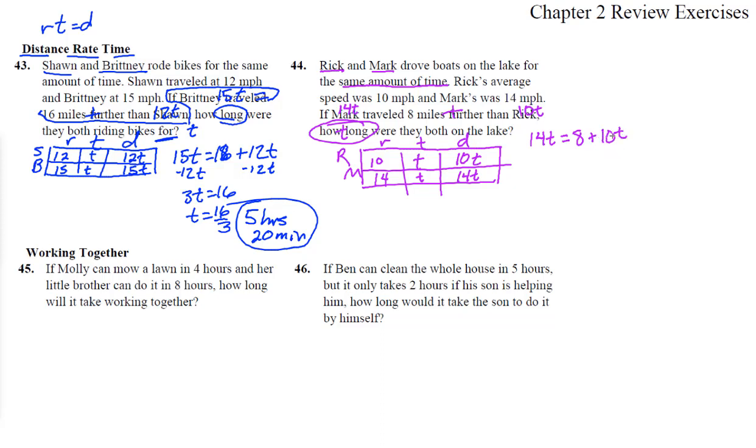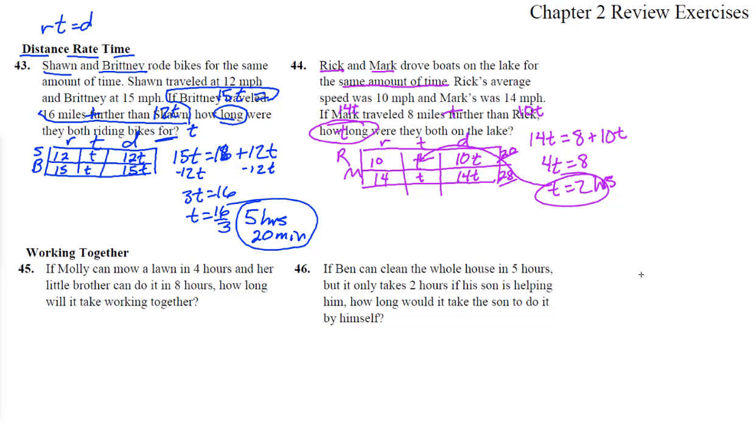Look at that. So subtract 10t from both sides, and we get 4t equals 8. T is 2. Notice if we stick that back in here, 10 times 2 is 20. He would have traveled 20 miles, and 14 times 2 is 28. And look, he traveled exactly 8 further than Rick. Cool. So 2 hours, we should label that. Good. Number 45, working together.